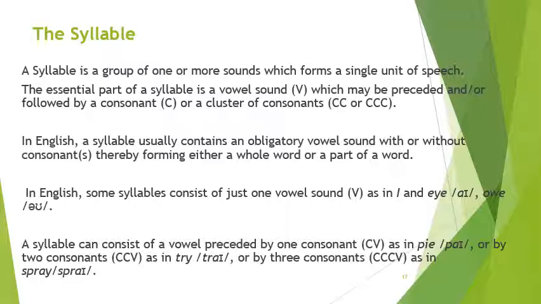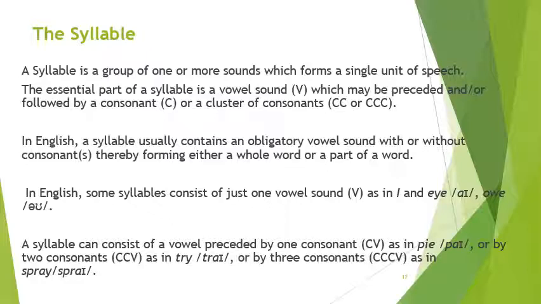In English syllables, some syllables consist of one vowel, as in I, O. Remember, we said the most important part of a syllable is the vowel sound. So you can have a syllable of only one vowel, in words like I, O. Or a syllable can consist of a vowel preceded by one consonant, as in pie, or by two consonants, as in try, or by three consonants, as in spray.